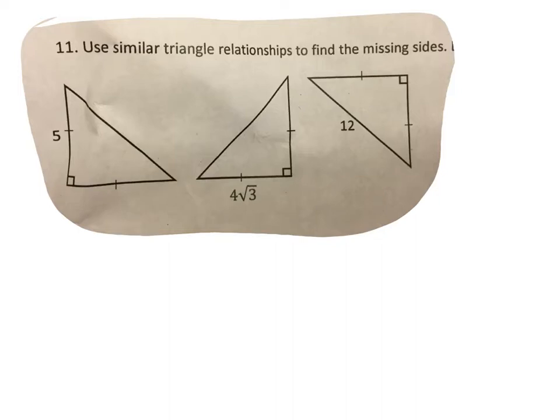So this is probably the worst picture I've ever taken of a wrinkly piece of paper. But we have three 45, 45, 90 triangles here. If you know your special right triangle relationships, you should know that the legs of a right triangle are the same. So whatever one leg is, the other leg is also. Here we have 5, that means that leg is 5. This one has to be 4 times the square root of 3.